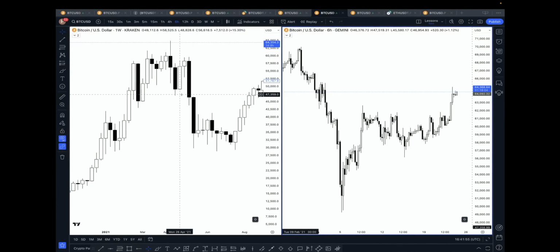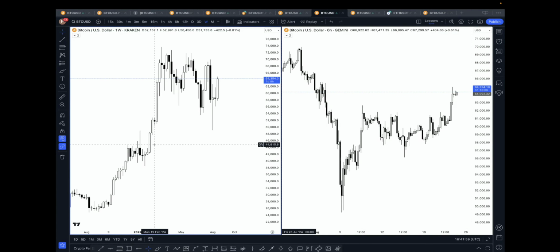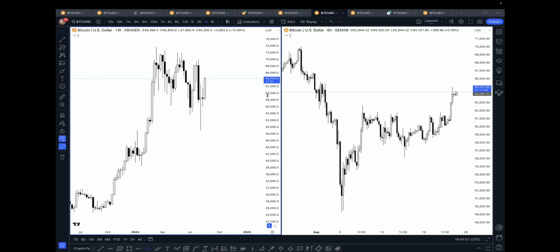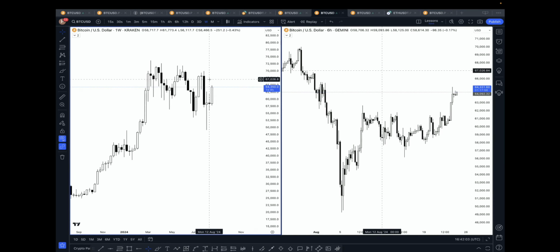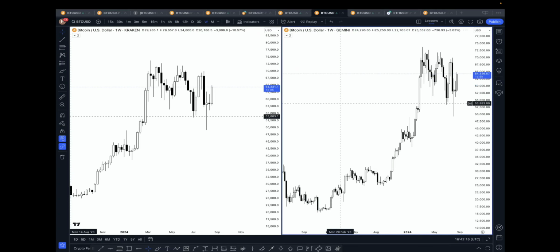Speaking of which, what are we at? What is it like now? It's sort of in between. We have a weekly uptrend, absolutely, and we have kind of a sideways choppy correction. So if anything, you're looking for areas to get long.